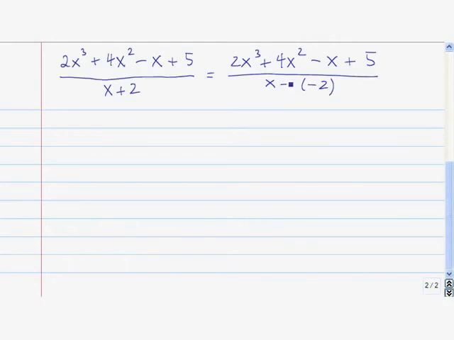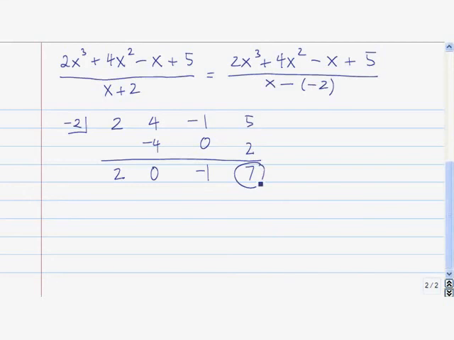Okay, so now again, whatever follows the minus sign here is what goes in this little partial box. Then we take all the coefficients there, 3, 2, 1, 0. Okay, so in this case we don't need a 0 because every power of x is represented here. So we have 2, 4, -1, 5. So we bring down the 2, we multiply, add, multiply, add, multiply, add. Okay, so the 7 is the remainder.